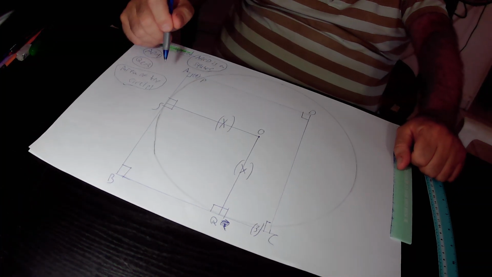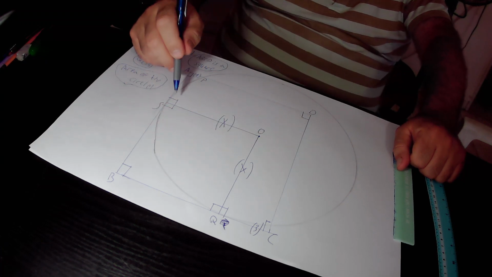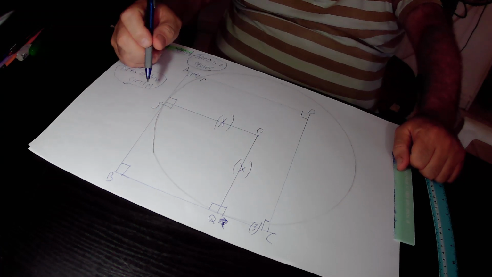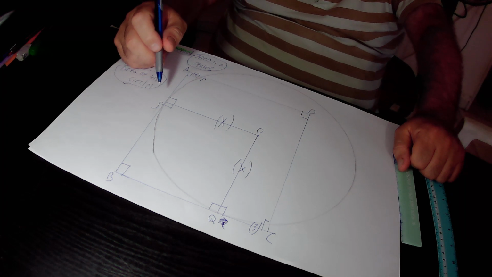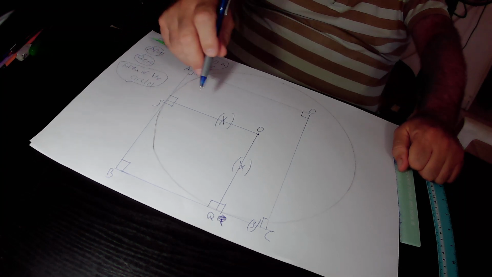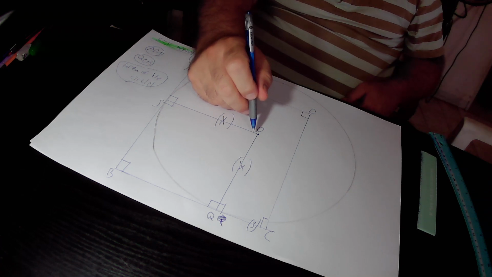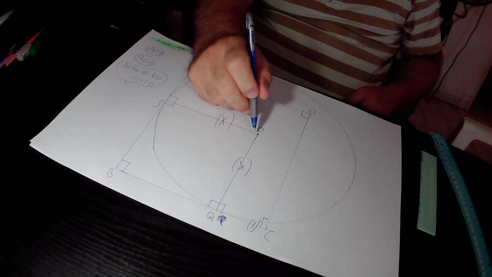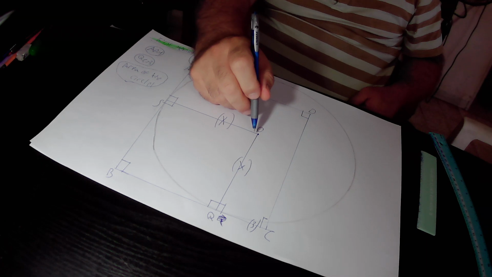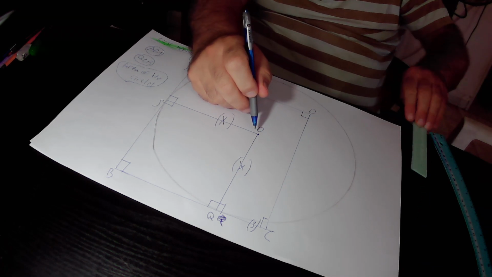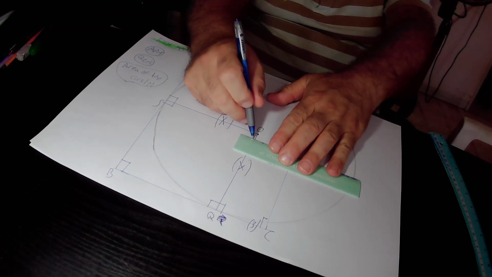So inside quadrilateral OSBQ, we have 1, 2, 3 right angles. The sum of 3 right angles is 270 degrees. So 270 degrees plus the size of this fourth angle, in total it must be equal to 360 degrees, according to the rule that states that the sum of the angles in any quadrilateral is equal to 360 degrees. And therefore this fourth angle must be equal to 90 degrees in its size.